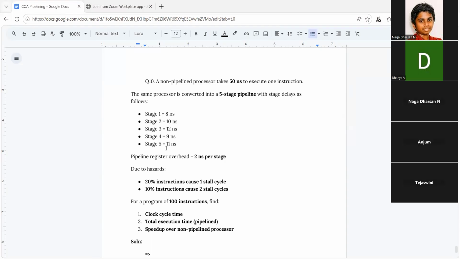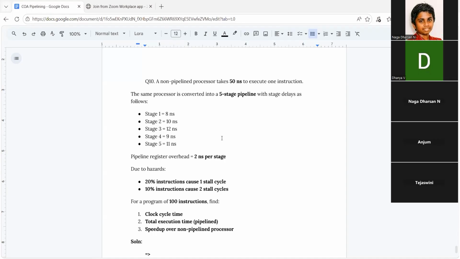A non-pipeline processor takes 50 nanoseconds to execute one instruction. The same processor is converted into a 5-stage pipeline, with stage delays as follows. Pipeline register overhead is 2 nanoseconds per stage. Due to hazards, 20% of instructions cost one stall cycle, and 10% of instructions cost two stall cycles. For a program of 100 instructions, find the clock cycle time, the total execution time for the pipeline, and the speedup over the non-pipeline processor.